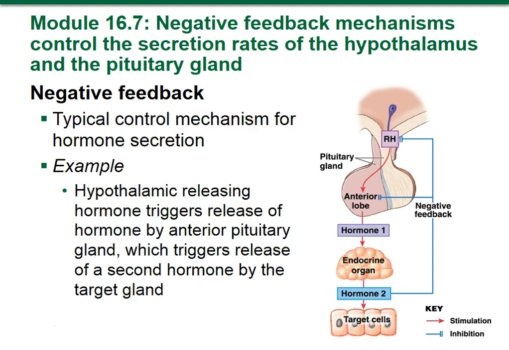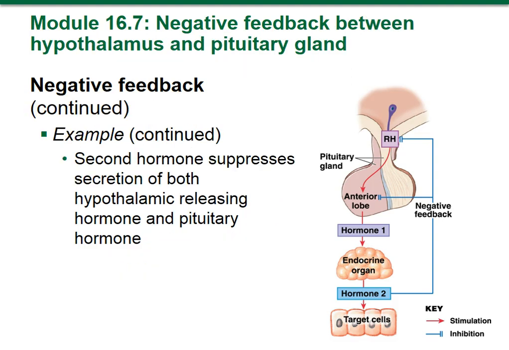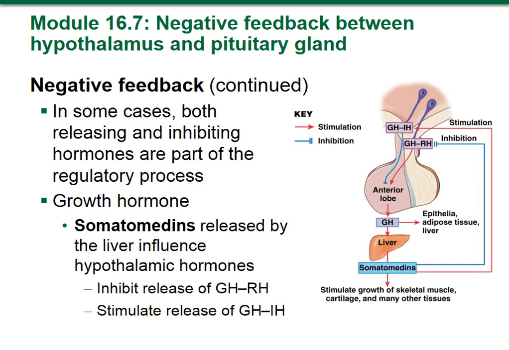So the example they give is the hypothalamic releasing hormone triggers the release of a hormone by the anterior pituitary gland, which triggers the release of a second hormone by the target gland. The second hormone, though, suppresses secretion of both the hypothalamic releasing hormone and the pituitary hormone. So what you've got to act on in this case is the releasing hormone, right? So you don't actually get the other hormone to be released. And in some cases, as it says, both the releasing and inhibiting hormones are part of the regulatory process.